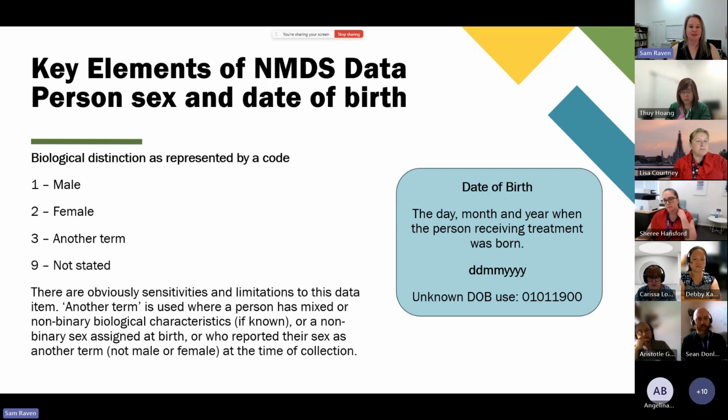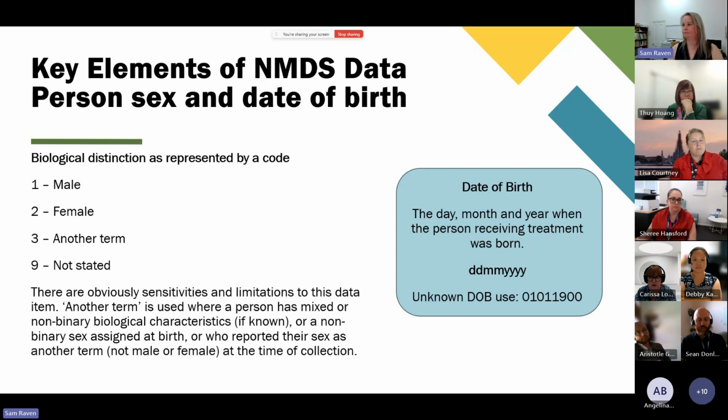Now, obviously, there's some sensitivities and real limitations in these categories. Another term is a catch-all for a lot of possibilities. So I recognise that another term could potentially be seen as a little bit inadequate in terms of data collection, but that's what we're working with. So if they use another term, 3, or if they haven't stated or are not comfortable stating, then 9 is your code.